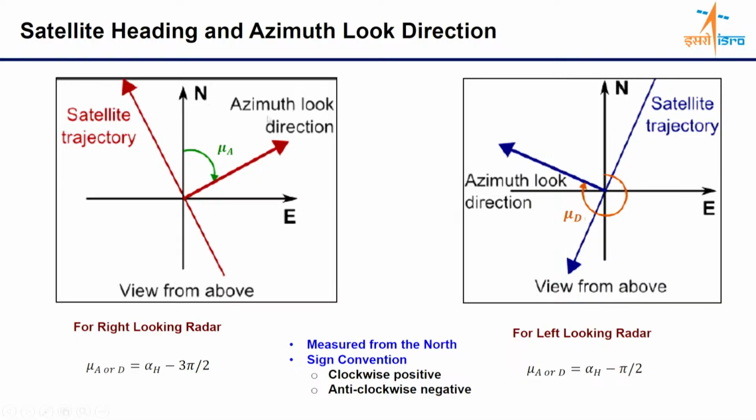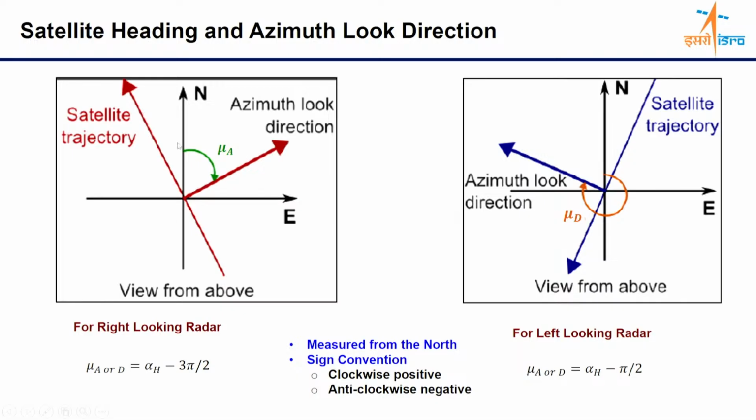Perpendicular of this one is called the azimuth look direction, because this is right looking radar. So the angle from the north direction, this is called the azimuth look direction. Okay, if you are measuring the angle clockwise direction, then it is called basically the positive angle. If this angle you are measuring like anti-clockwise, then you can assume as a negative angle. Okay, so here you can see this is ascending configuration.